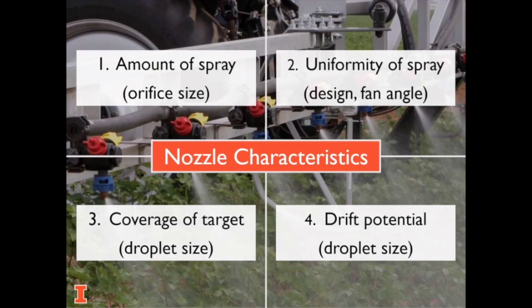The main driver, though, in nozzle selection is droplet size, which dictates how thoroughly the target is covered with spray, as well as the potential for off-target spray drift. Selecting and controlling droplet size is the primary mechanism for meeting our two main goals of pesticide application. Number one, to effectively control the target pest, and number two, to mitigate drift potential.